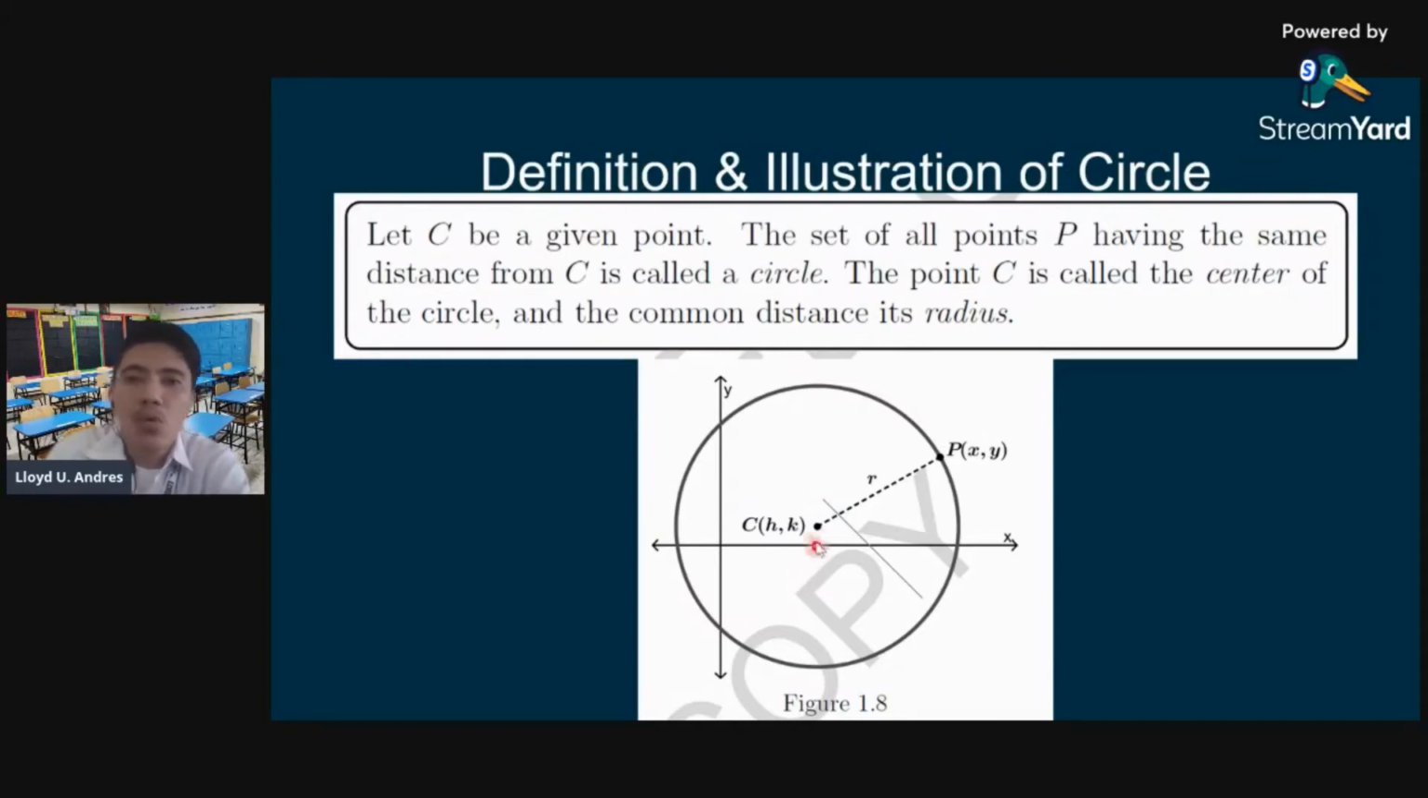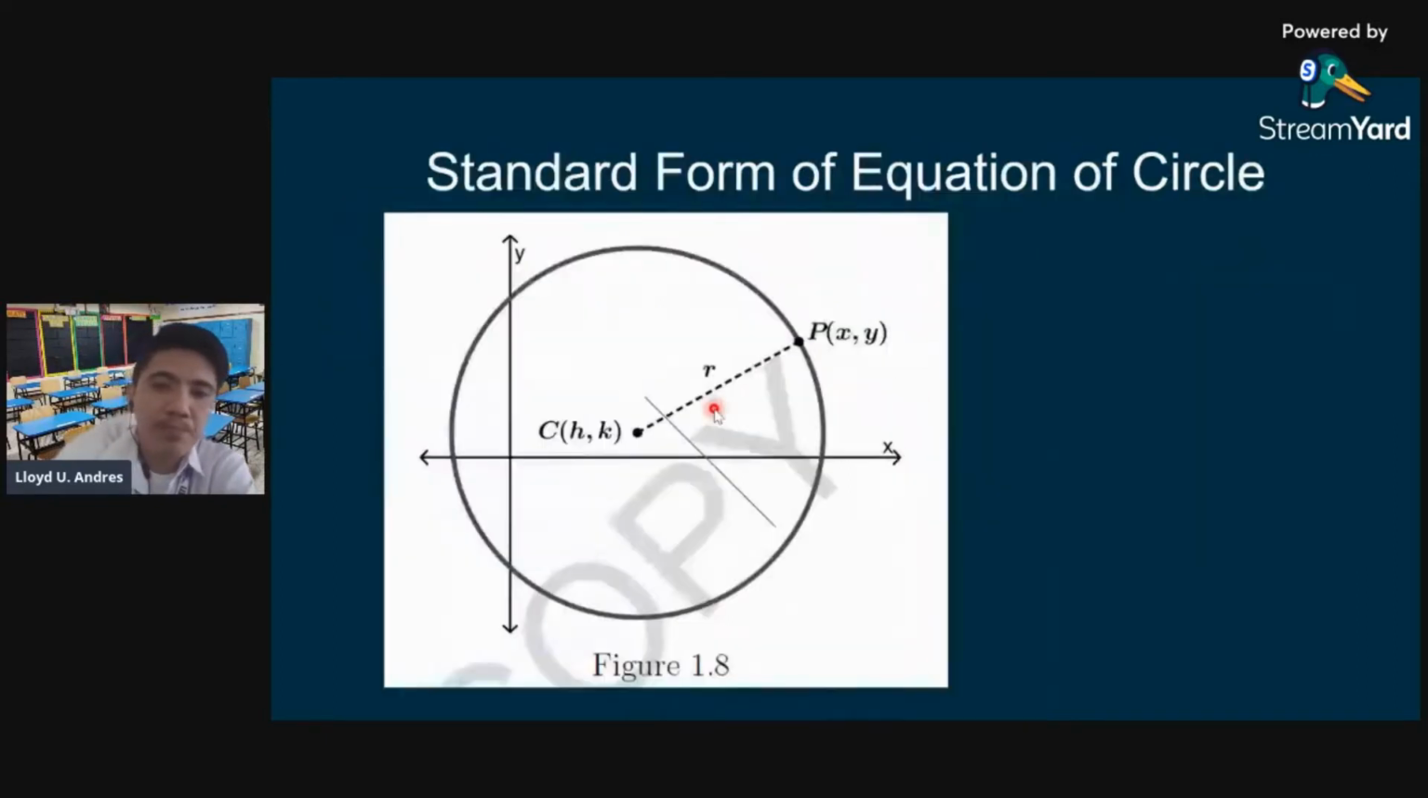So if you are asked to illustrate the circle, this is how to illustrate a circle. You should give a point, and then you should draw such that all the points around that center, the distances are all the same.